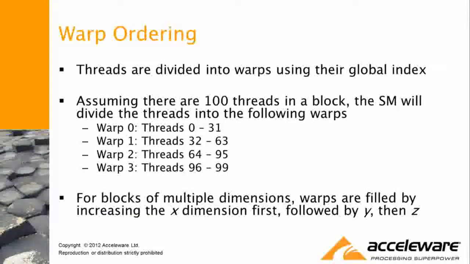The threads are divided into these warps by their global index. So you're guaranteed on this ordering, warp 0 being defined as threads 0 through 31 of a block, threads 32 through 63 being warp 1. And if you have multiple dimensions, the convention is to use X as the first dimension for partitioning the warps.